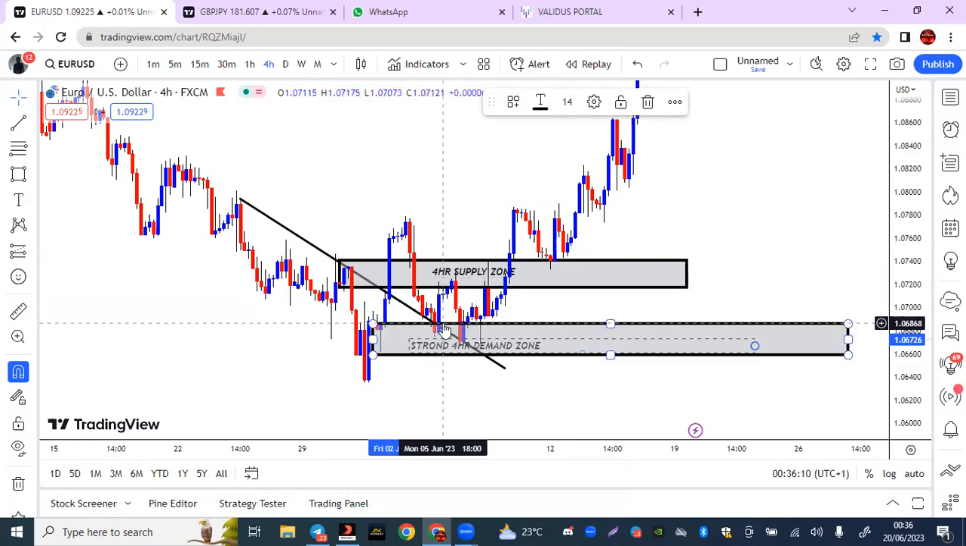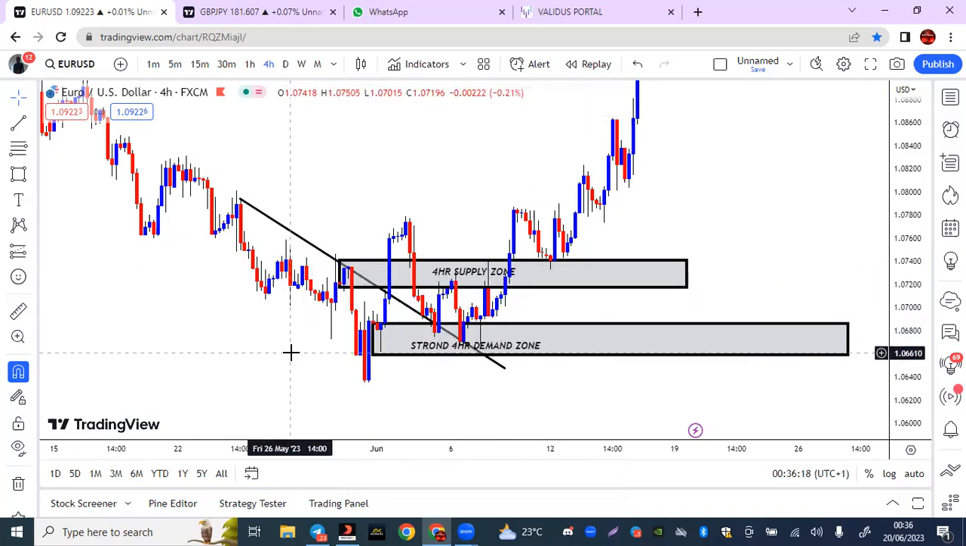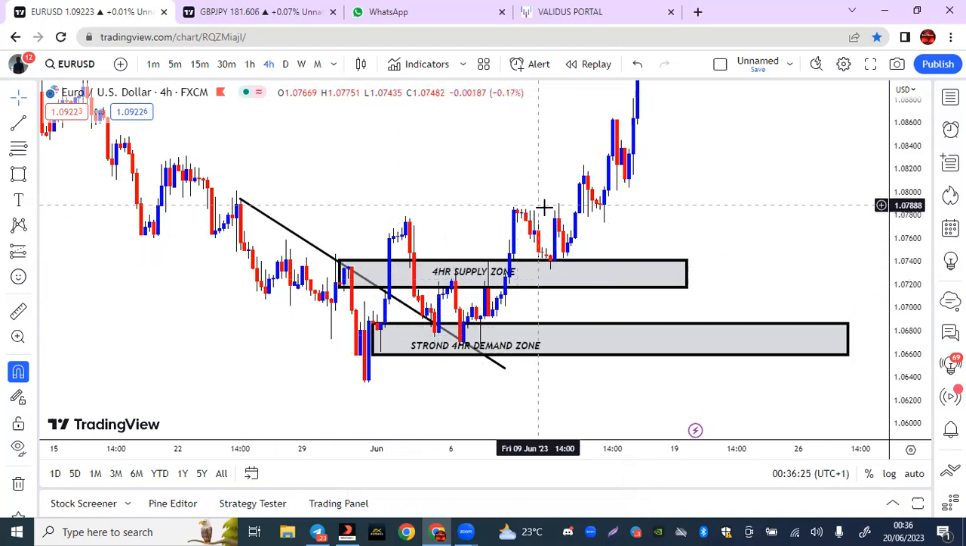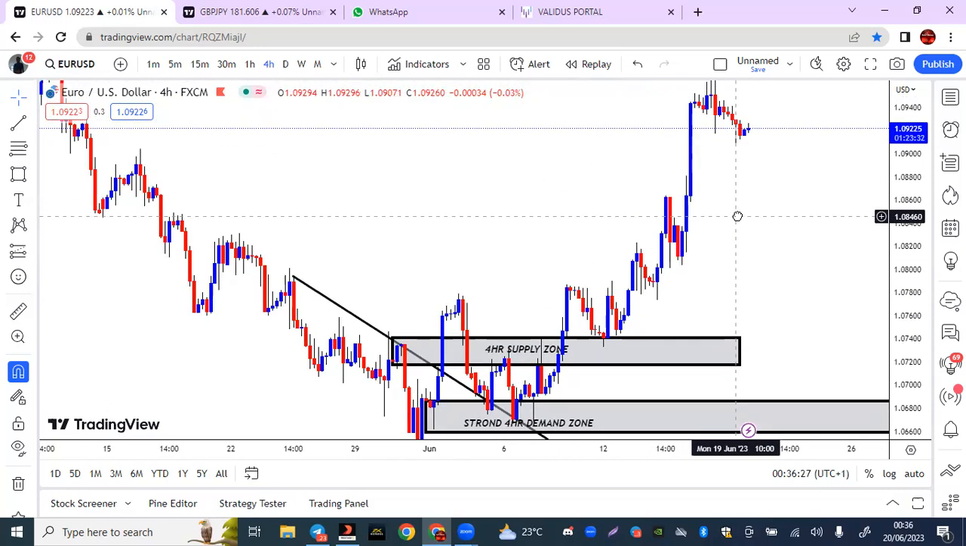Sometimes it might just come back once and just shoot up, bam. But sometimes you have to be patient for it to retest another time. But you already know it has met your requirement for a buy. That's it. So you buy and you hold. So price came back here, tested this, and then bam, price went up.